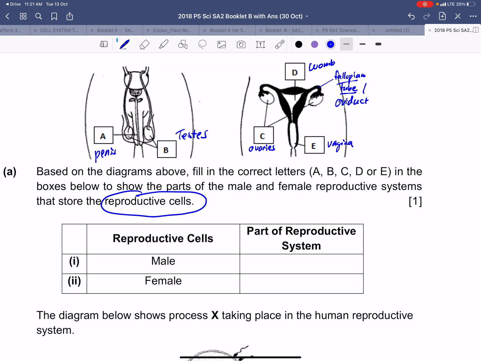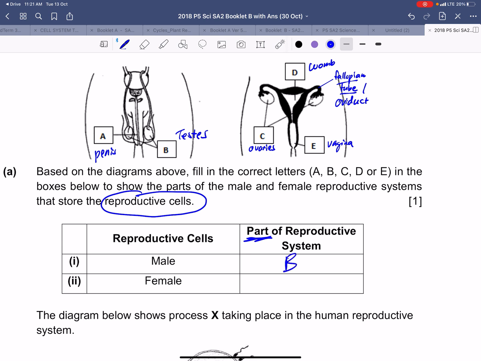So look very carefully. And not only that, do you realize that this is singular? So if it's singular, then why are you all writing more than one part? So read the question carefully. There's a reason why the question is phrased in this way. So for the male part, I hope you know that it's actually B.